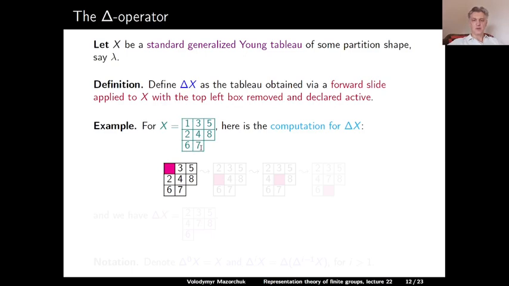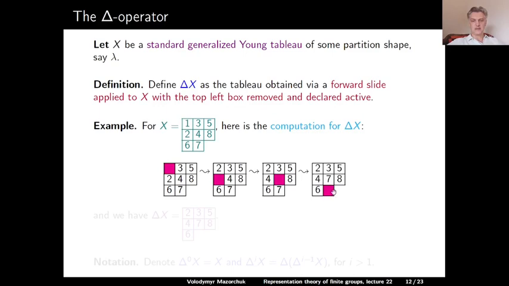So here's how we compute delta of X. We remove 1 and declare this box active. It has 3 to the right and 2 below. 2 is smaller, so we swap 2 and the active box. The new active box has 4 to the right and 6 below. 4 is smaller, so we replace the active box and 4. And the new active box has 7 below and 8 to the right, so 7 is smaller. So we replace the active box with 7, and now the active box is removable.